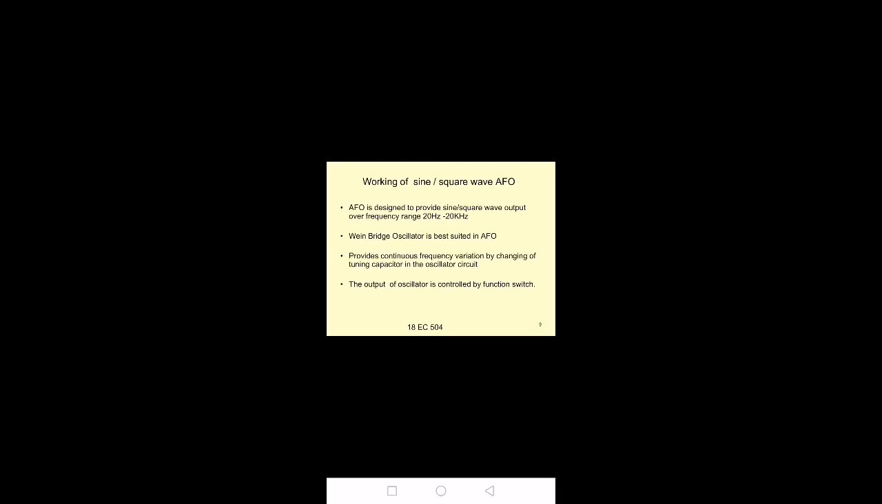So how is it working? AFO is designed to provide sine and square wave output over a frequency range of AF. As the name indicates, it will provide from 20 Hz to 20 kilohertz. And the Wien bridge oscillator is best suited for an audio frequency oscillator, and it provides continuous frequency variation. So why is it chosen? Because it provides continuous frequency variation by changing the tuning capacitor in the oscillator circuit.